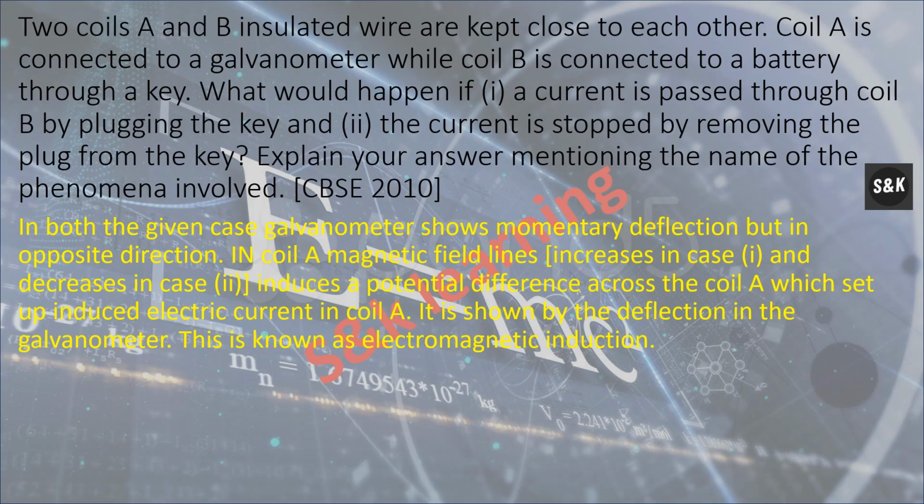Two coils A and B of insulated wire are kept close to each other. Coil A is connected to a galvanometer while coil B is connected to a battery through a key. What would happen if a current is passed through coil B by plugging the key? In both given cases, the galvanometer shows momentary deflection but in the opposite direction. In coil A, the magnetic field lines increase in case 1 and decrease in case 2, which induces a potential difference across the coil, which sets up an induced electric current in coil A. It is shown by the deflection in the galvanometer. This is known as electromagnetic induction.